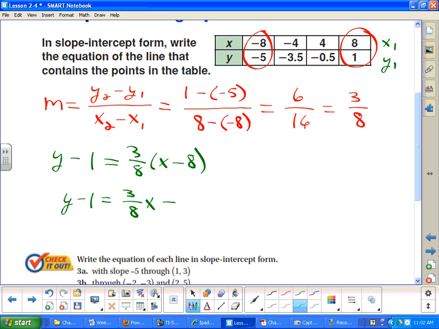And what's 3/8 times 8? Okay, all right, it's 3. We have an 8 in the numerator and an 8 in the denominator, so those 8s will cancel out and we're left with 3. So then we have to add 1 to both sides. So we get y equals 3/8 x minus 2. And that would be the equation for our line.